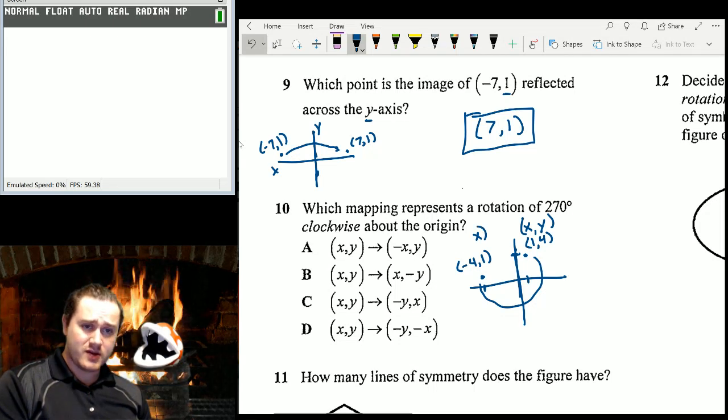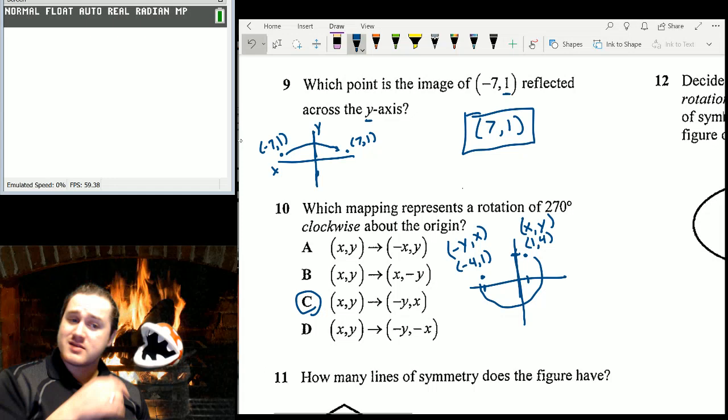On the front though, that 4 that was in the back moves there, so the y is now in the front. However, the sign's now negative. So with it being negative, we put the negative in front of the y. Notice we have the exact result that we need, and therefore our answer is C.